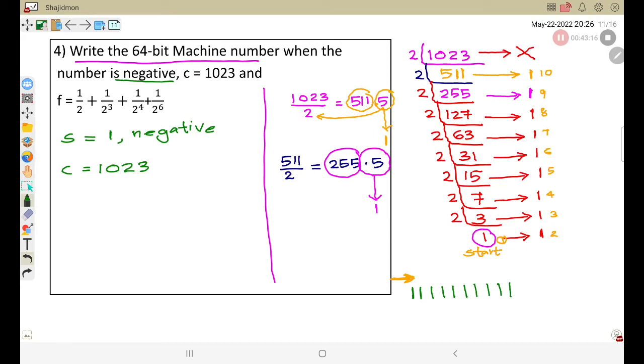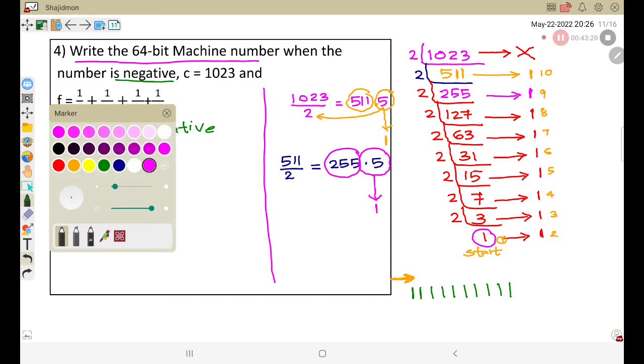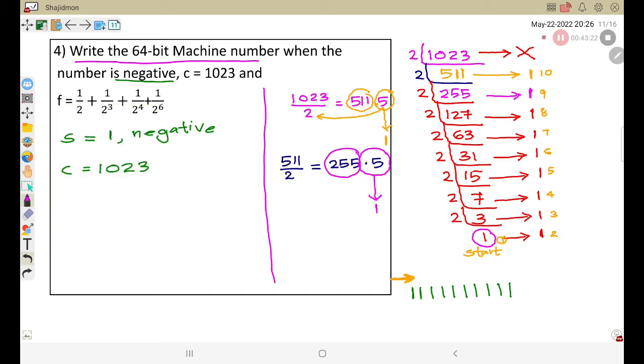Okay, but how many bits did we need? 11 bits. Correct? 11-bit characteristic part. So 1 bit is missing. That 1 bit you can compensate at the beginning. Just add 0 at the beginning. 0, then the next 10. Totally we are getting an 11-bit number. I hope you understood how to convert that one.